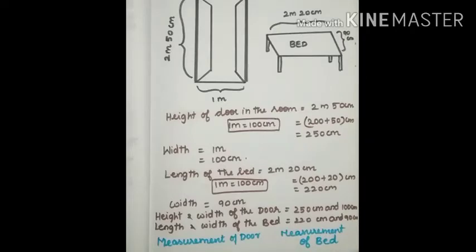Which measurement is larger? Yes, the measurements of door is larger because the height is 250 centimeter and the length of the bed is 220 centimeter, which is larger. Yes, 250 centimeter is larger. Again, let's see the width of the door. Width of the door is 100 centimeter and the width of the bed is 90 centimeter. Which is larger? Yes, the width of the door is larger. So, we can take this bed into the room.